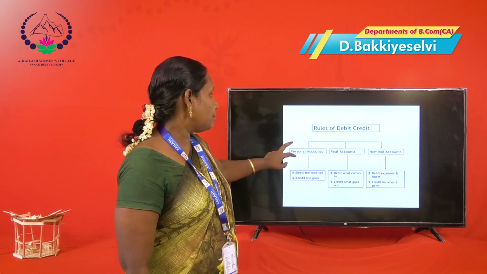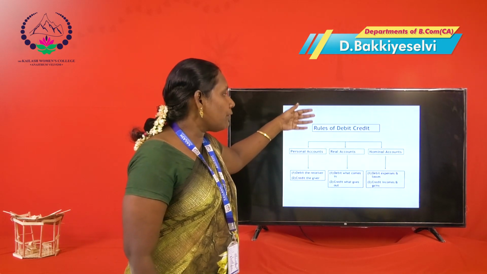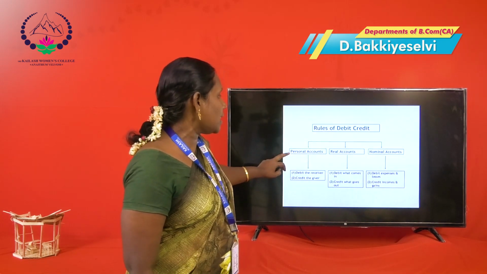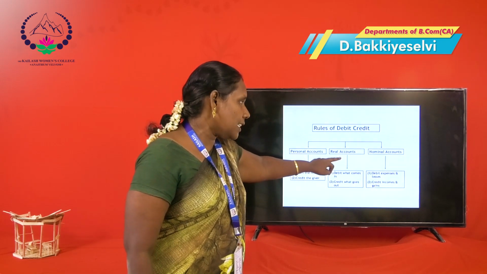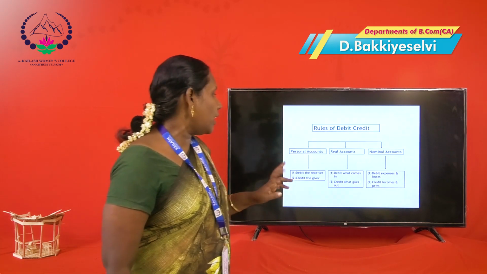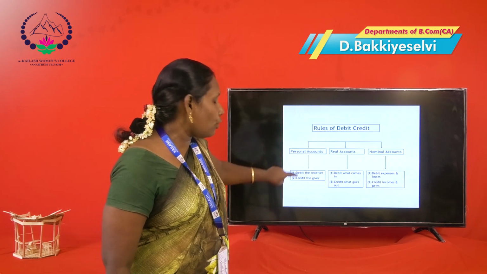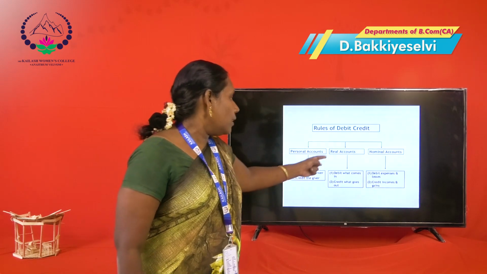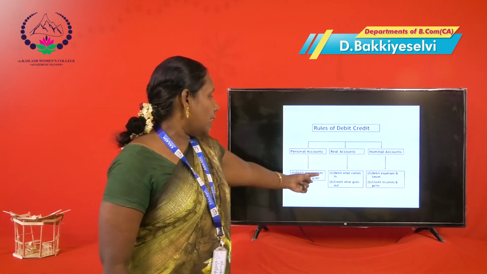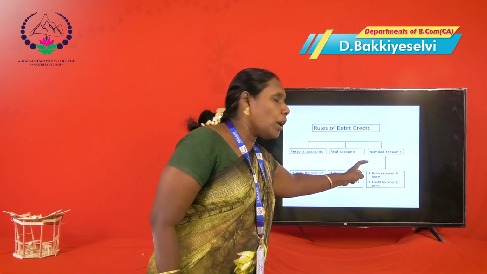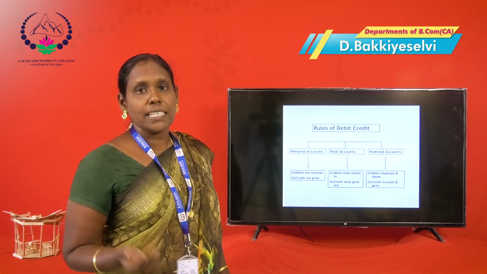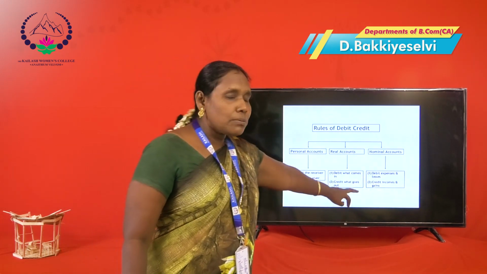Next, the rules of debit and credit for the accounts. Accounts are in three categories. One is the personal account, the other one is the real account, and the third one is the nominal account. For personal accounts the rule is: debit the receiver and credit the giver. For real accounts the rule is: debit what comes in, credit what goes out. And the nominal account rules: debit all the expenses and losses, credit all the incomes and gains.